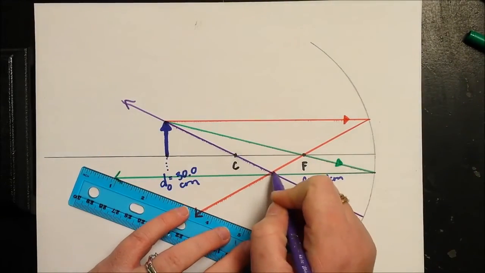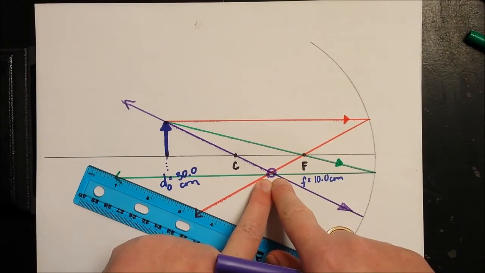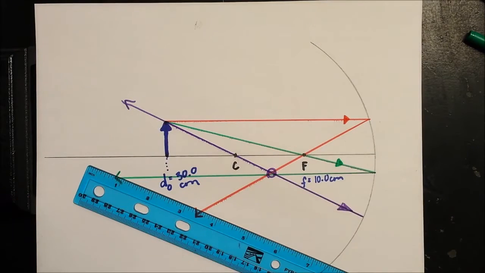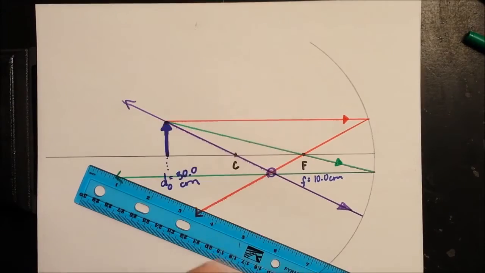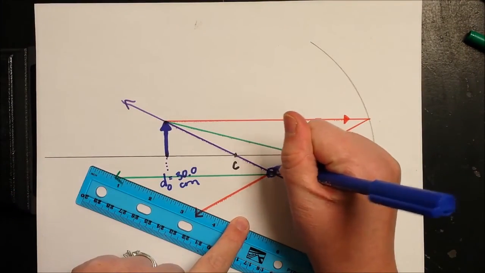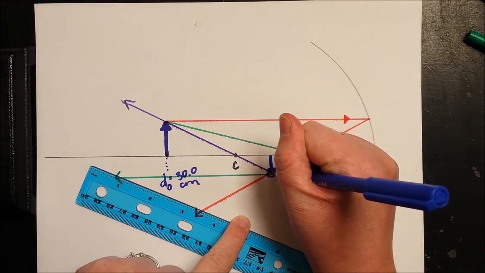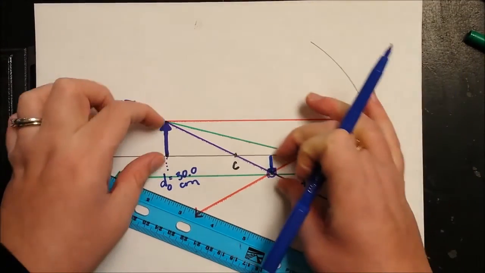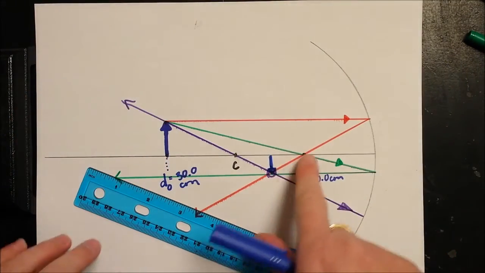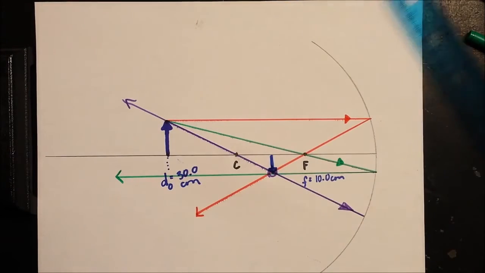And you should notice how right here we get an intersection of all three lines. This intersection is going to be the exact same point on our image as it was on the object. Now, that was the tip of the arrow, so this is going to be the tip of the arrow. And if you notice, that is roughly about half as big. It is upside down, and it is approximately halfway to the object. So our ray diagram does confirm our math.